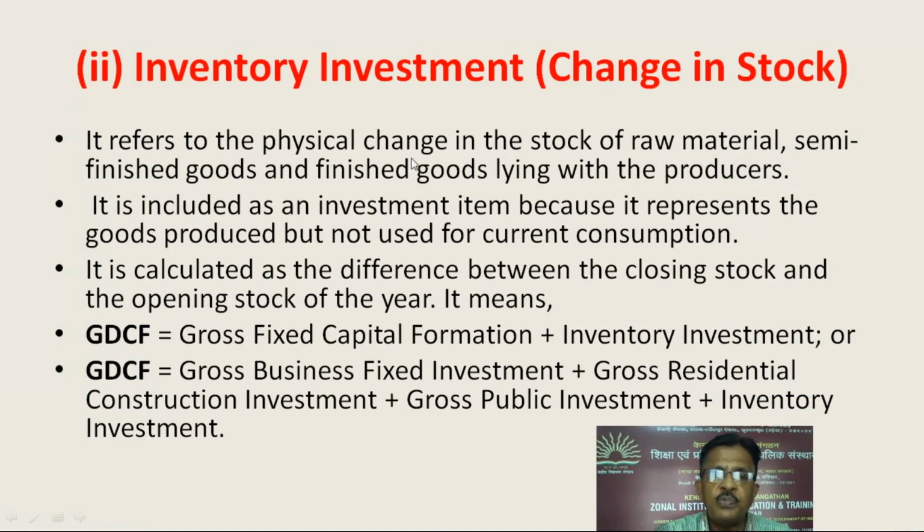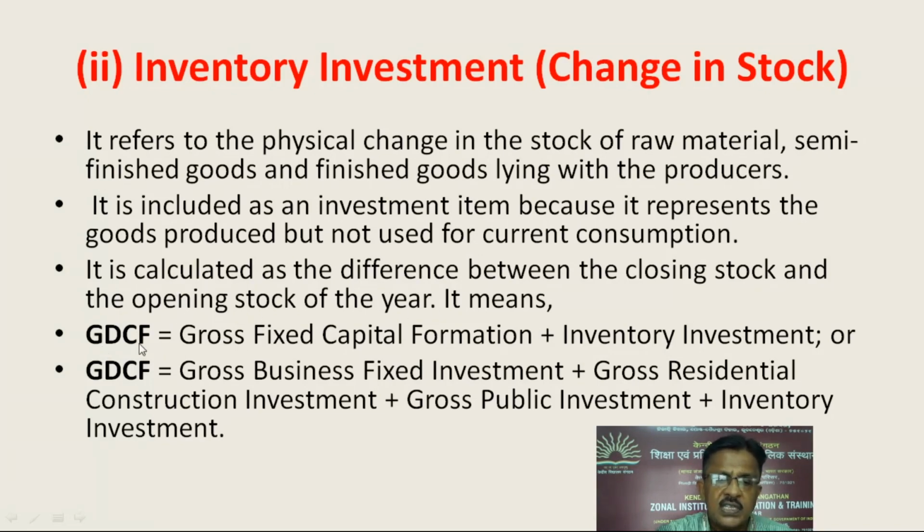It refers to the physical change in the stock of raw material, semi-finished goods and finished goods lying with the producers. It is included as an investment item because it represents the goods produced but not used for current consumption. It is calculated as the difference between the closing stock and the opening stock of the year.